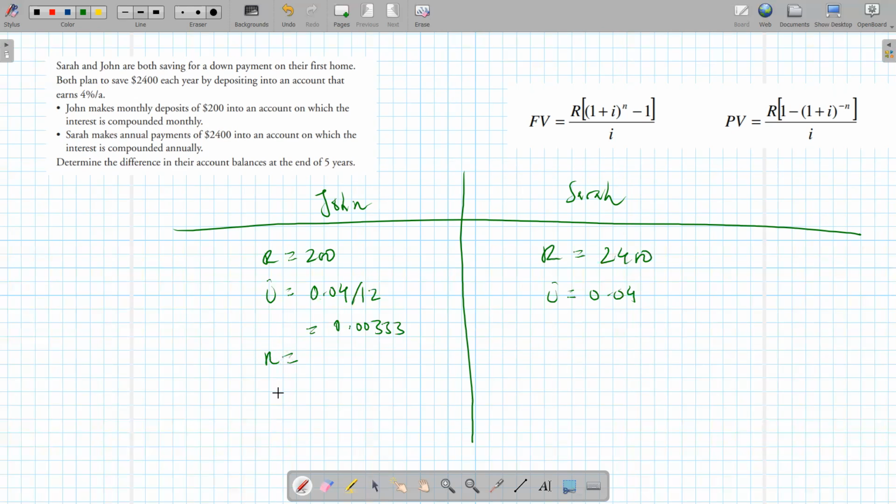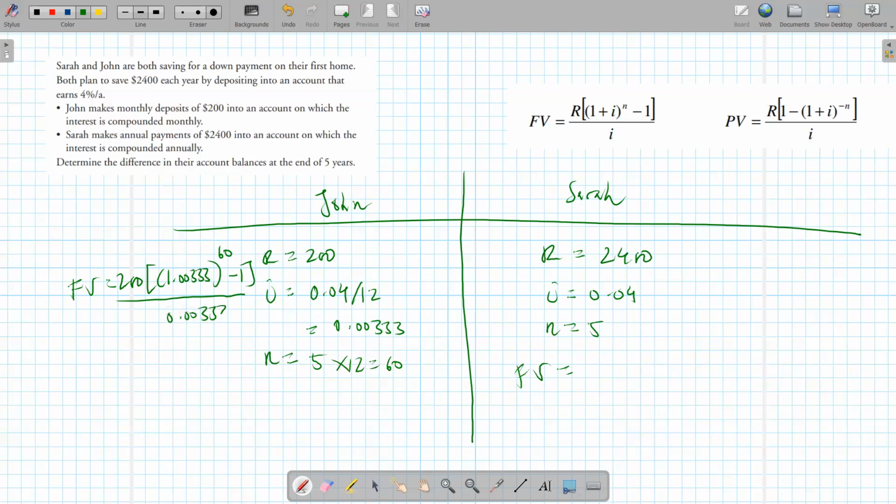What's N for John? 5. But it's being compounded monthly, right? So it's 5 times 12 for John. Whereas the other person, it's just once a year. So N is straight up 5 years, okay? And we want to see who ends up having more money at the end. So it's a FV question, future value question. From here, it's just a plug and chug. 200 times 1.00333 to the power 60 minus 1, all over 0.00333 for John.